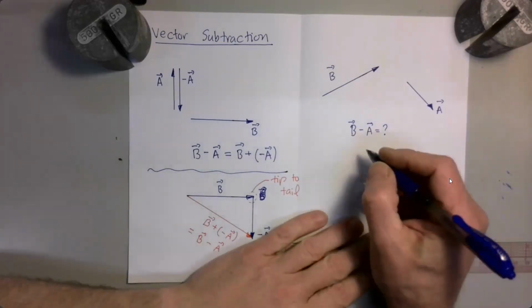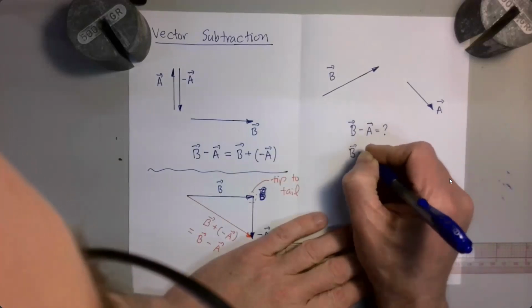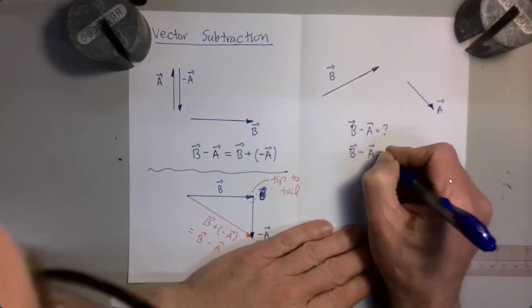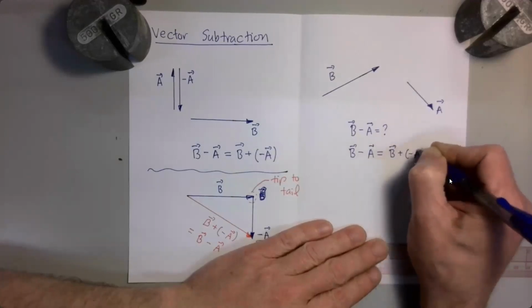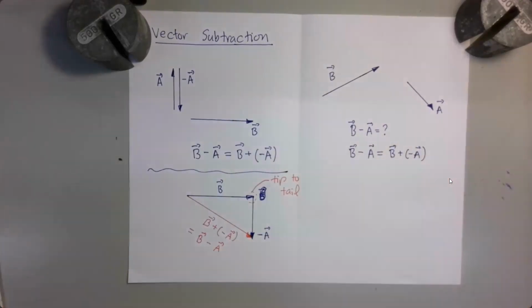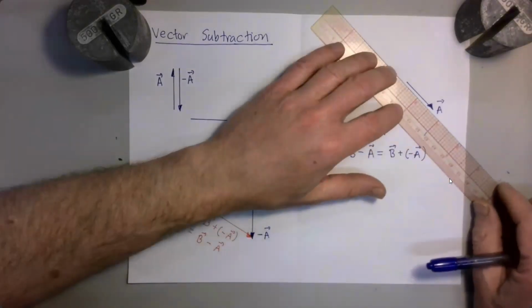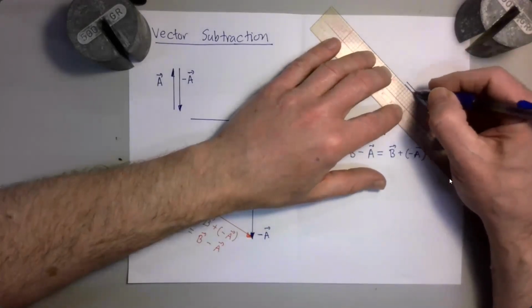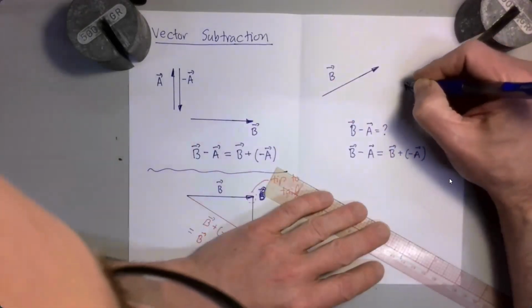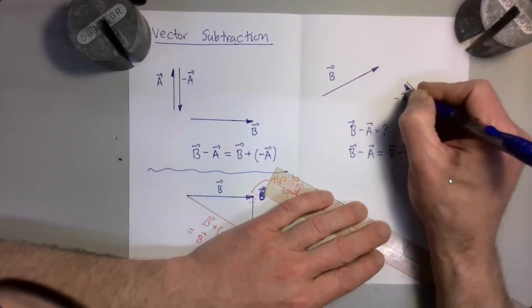Okay, so we're going to do this together now. As before, we're going to say that vector B minus vector A equals vector B plus the negative of vector A. So we can construct the negative of vector A. Basically, we have a vector equally long to A, but flipped around. That's negative vector A.